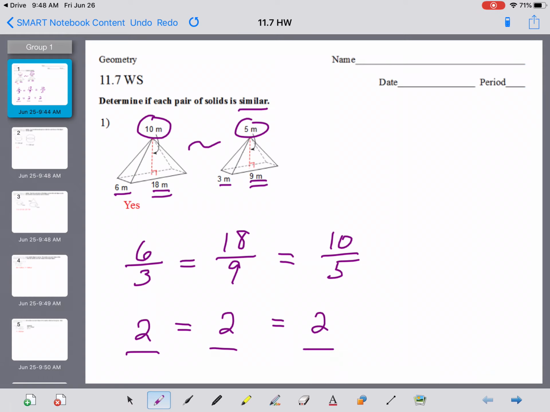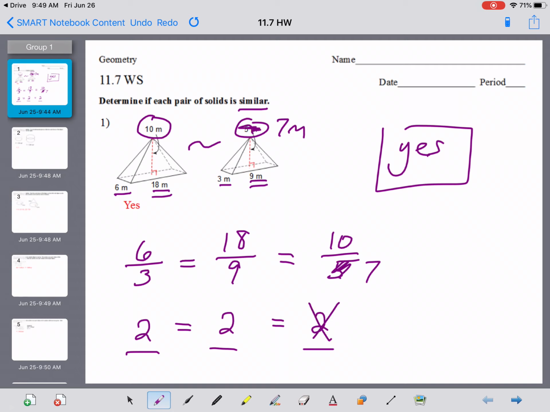So since all of the pairs of our corresponding parts are proportional to one another, this one here is a yes. But let's just say for the sake of argument, instead of a 10, or instead of a 5, this one over here was a 7. If that becomes a 7, then this right here is not a 2, and in that case, the answer would have been a no. So you got to be careful with that one.